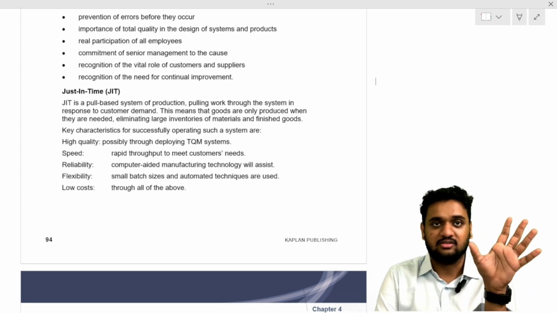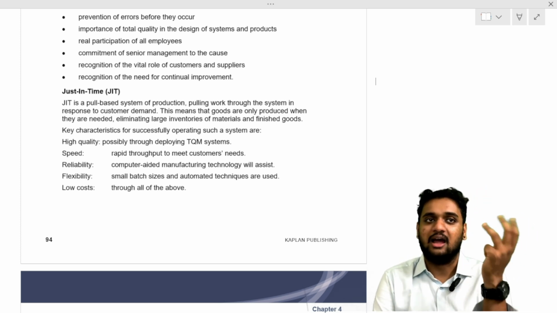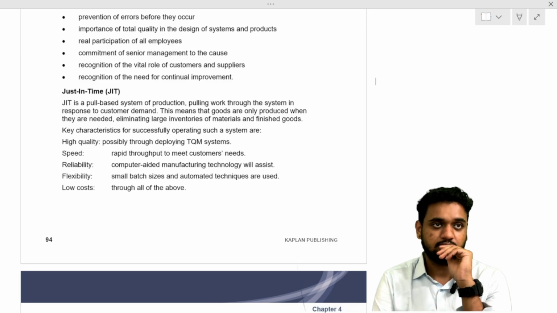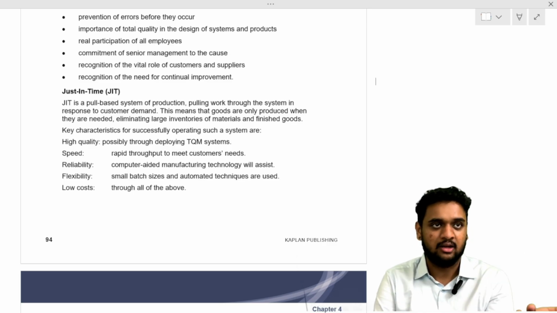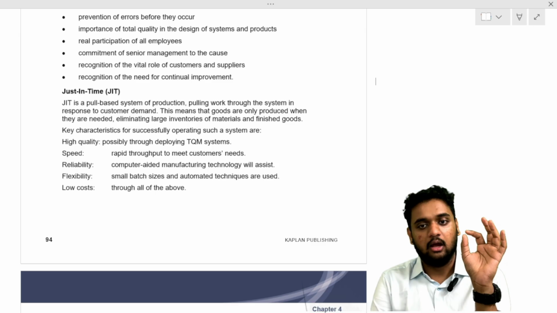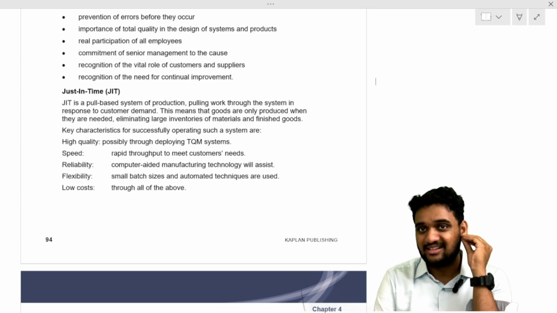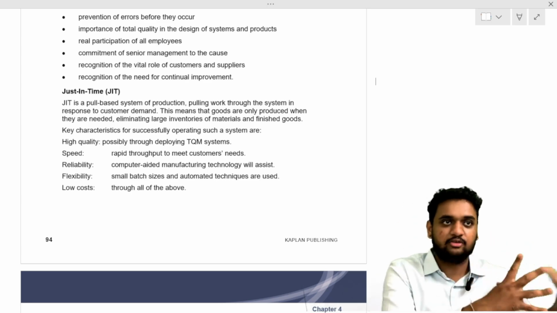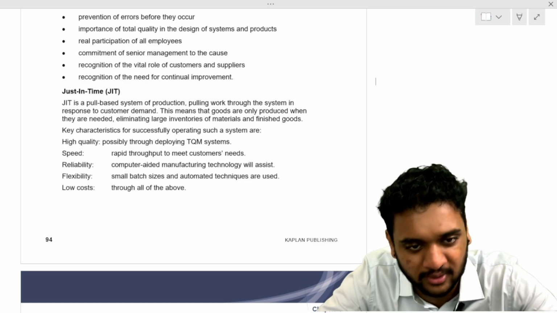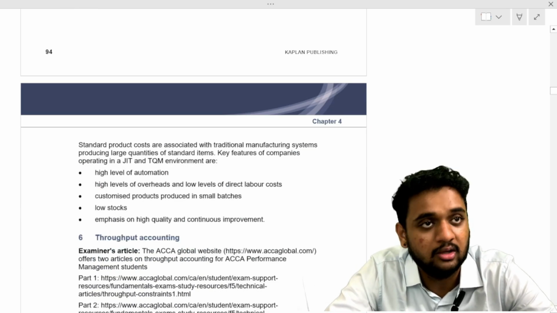So I'll just ask some questions. Just in time will produce products in large batches or small batches? Small batches, as and when required. Do we produce fast or slow? Fast. As and when we get orders, we have to make sure everything is ready. You have to know this for MCQ purposes. Nothing more is required to be known in just in time.